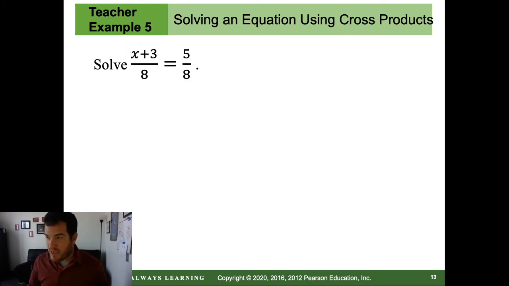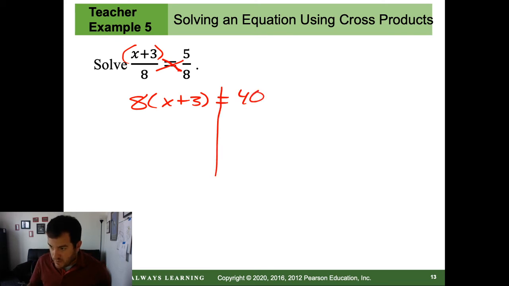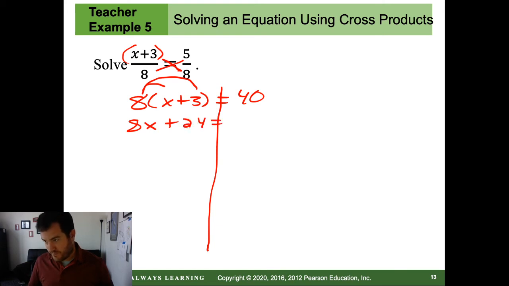Okay, same thing. Be careful here. This times that. When I do that first one, I have to make sure that I stick this guy in parentheses. Okay? And then 8 times 5 is 40. So now, what is my first step? I'm going to distribute. Make sure it goes to both. Okay, 8 times x is 8x. 8 times 3 is 24.